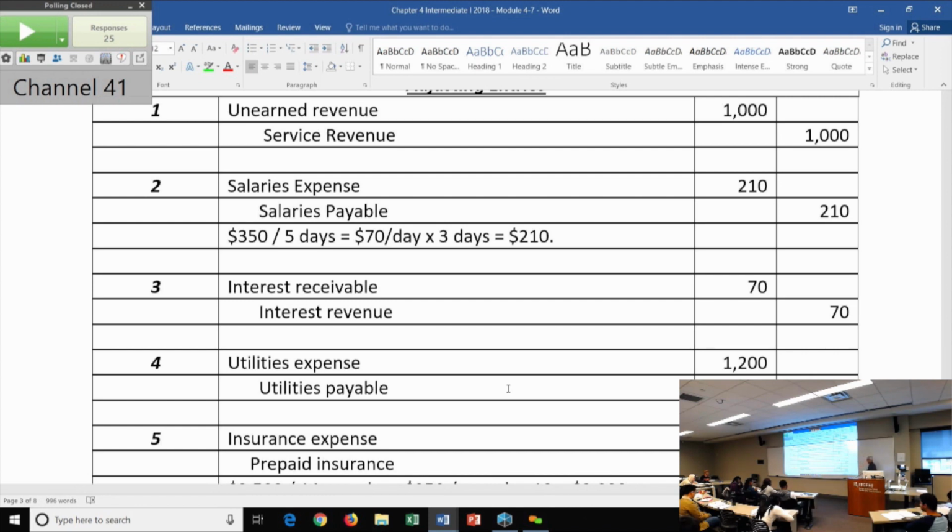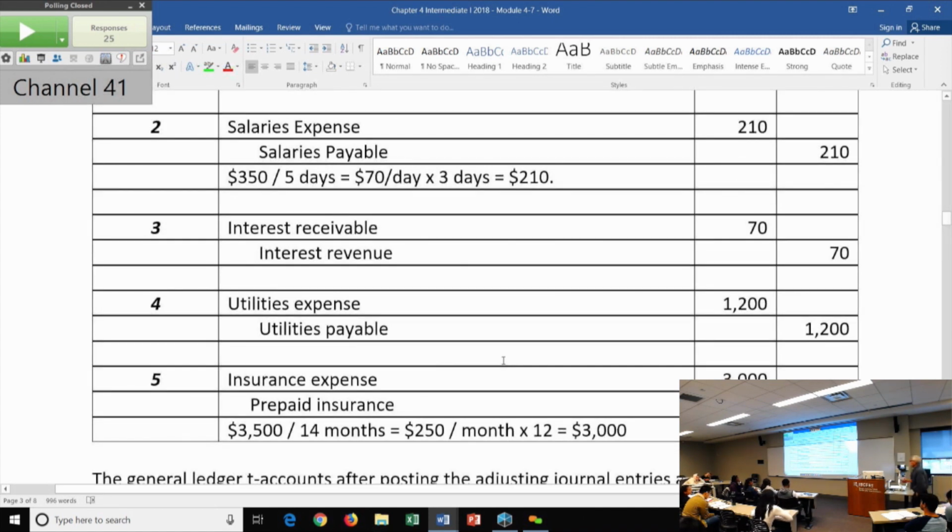And then finally the insurance, this takes a little bit of adjustment because it's a deferred expense. They prepaid $3,500 on January 1, but it's a 14-month policy. So the policy is charged at $250 per month, and therefore from January 1, when it was prepaid, to December 31st is a 12-month period, so you got $3,000. So you have to debit the insurance expense and credit the prepaid.